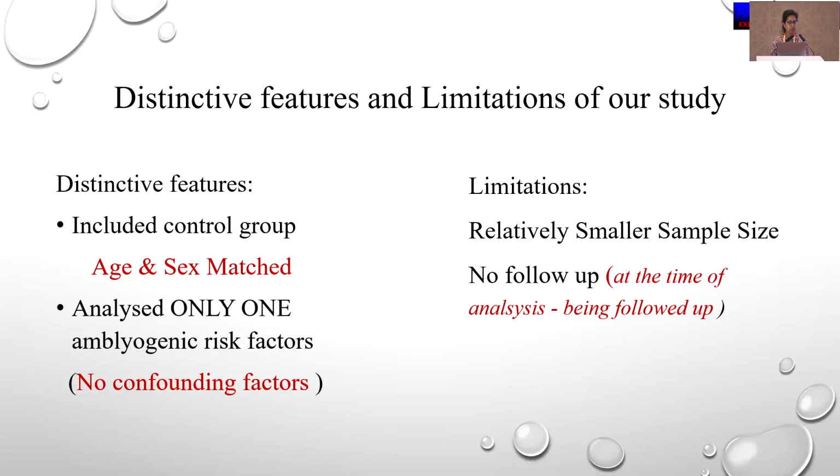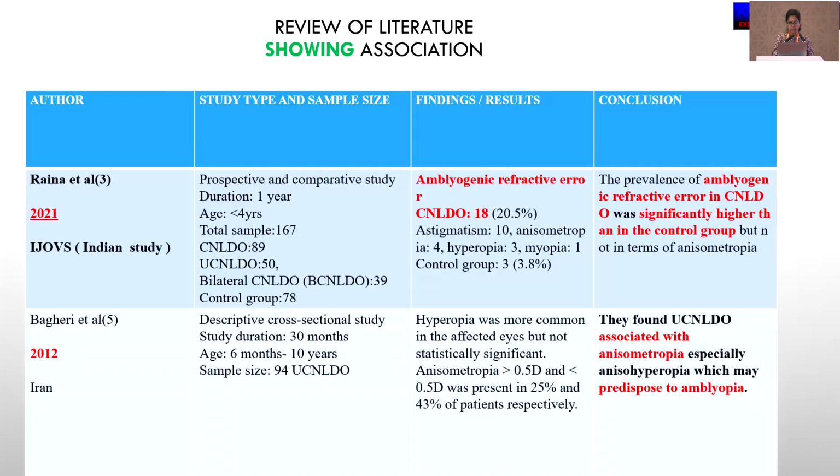The distinct features of our study are that it included a control group, which was age and sex matched, and we analyzed only one amblyogenic risk factor, so there were no confounding factors. However, like any other study, we did have a limitation. It was a smaller study.